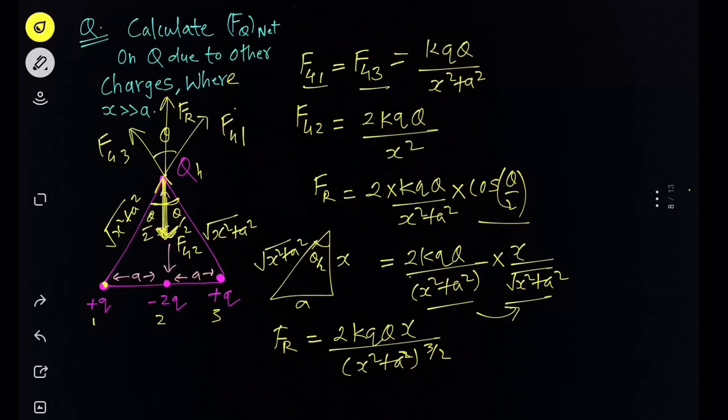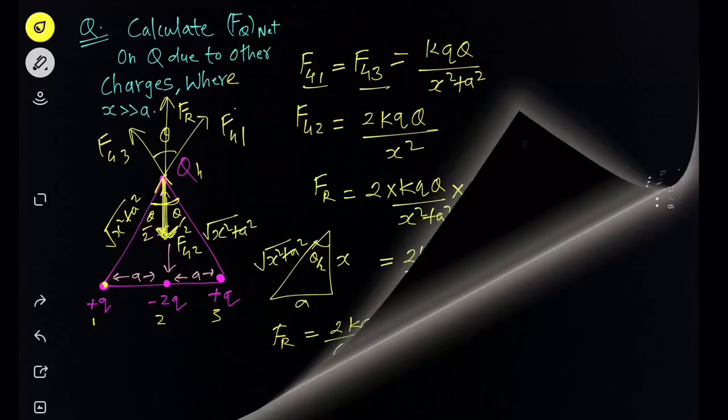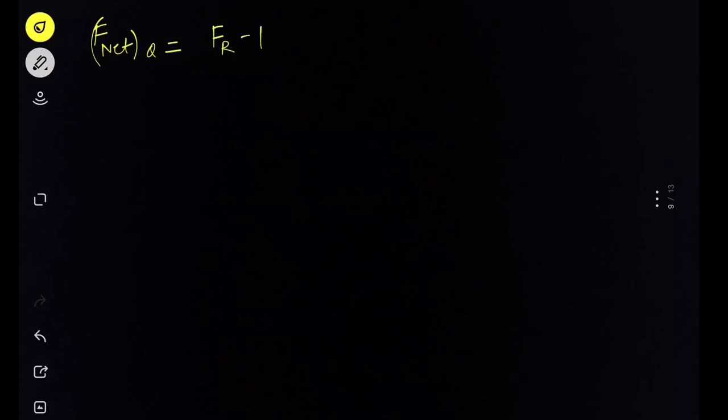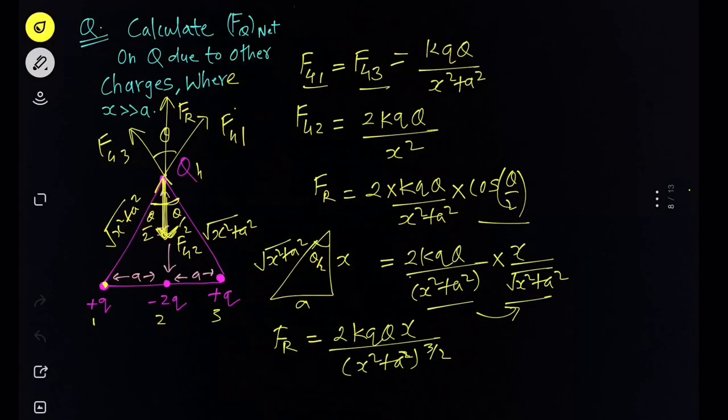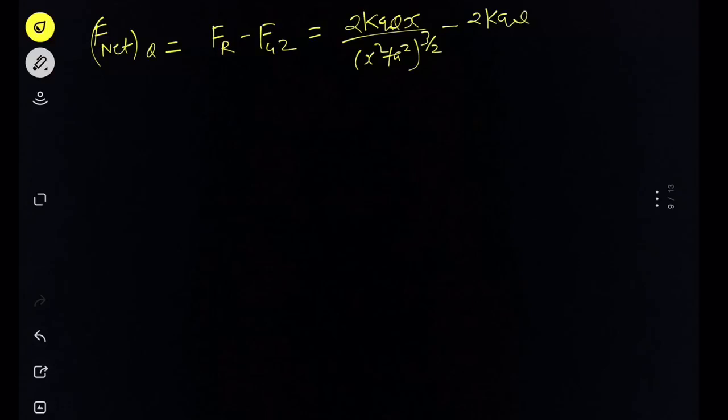Now what we have to calculate is the net force on Q. The net force on Q can be written as FR minus F42. From the previous discussion, we have FR as 2kqQ x divided by x square plus a square to the whole power 3 by 2, minus F42. What is F42? We have 2kqQ over x square.